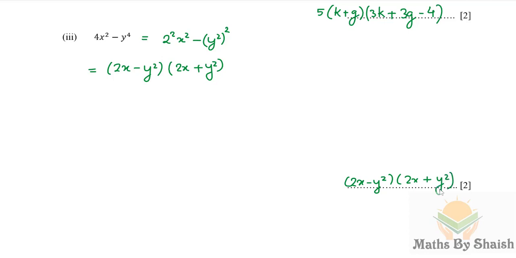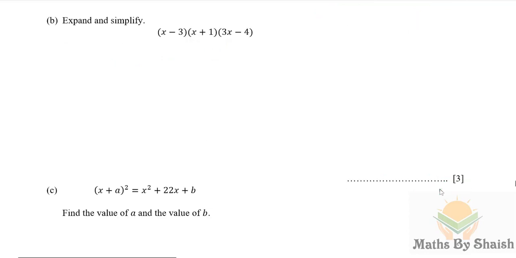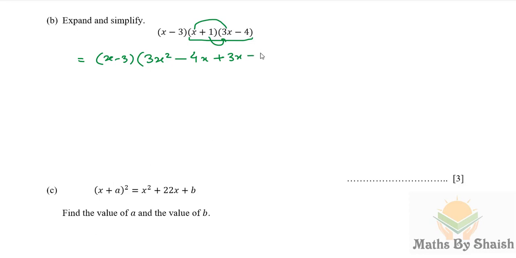And here's the b part. Expand and simplify this. So we need to simplify it. First we will multiply the last two and then we'll multiply by the first one. So x minus 3 into x into 3x is going to be 3x square. x into minus 4 is minus 4x. 1 into 3x is plus 3x. 1 into minus 4 is minus 4.